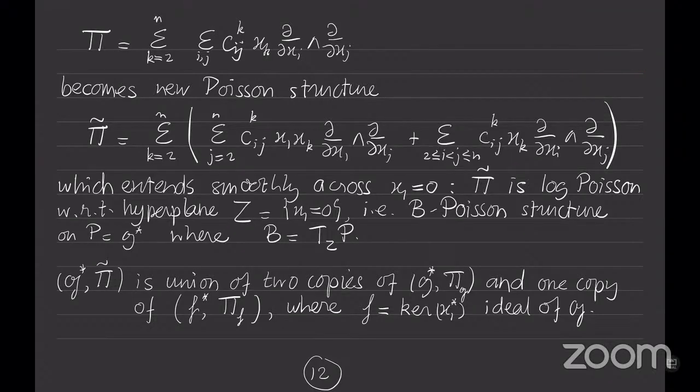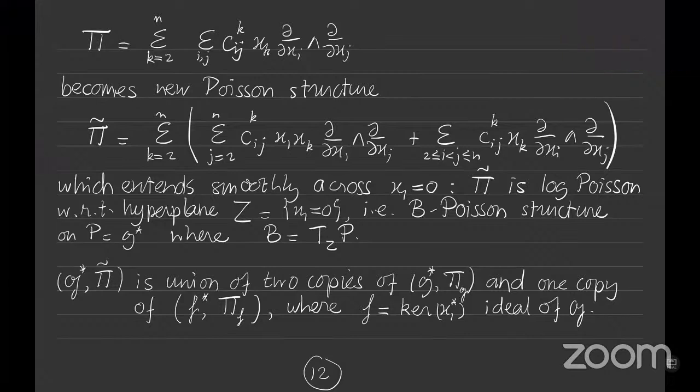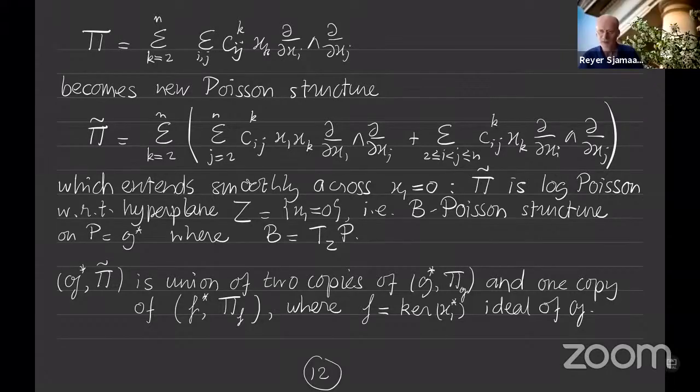But is there some map relating the two Poisson structures? You have two inclusions of the old Poisson structure into the new one: the left side of the hyperplane and the right side of the hyperplane. But not any kind of blow up map. No. Okay.